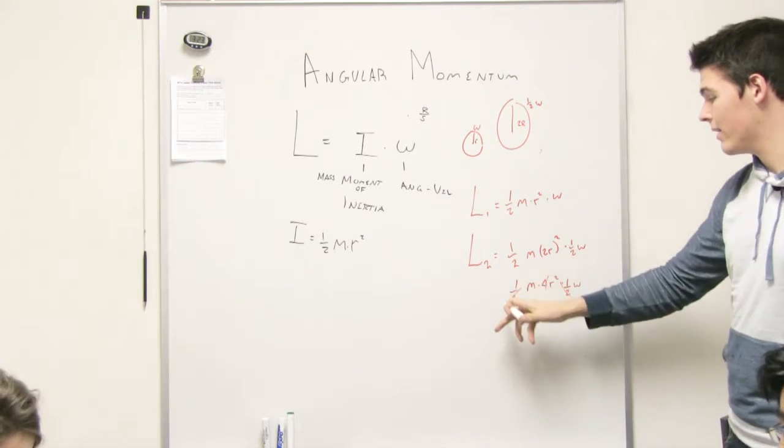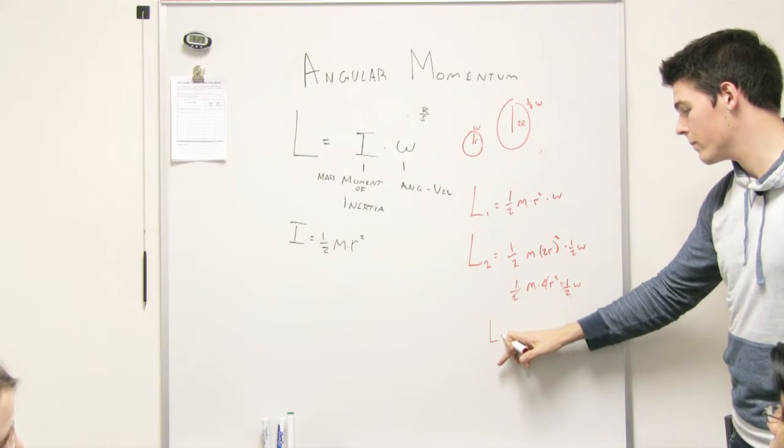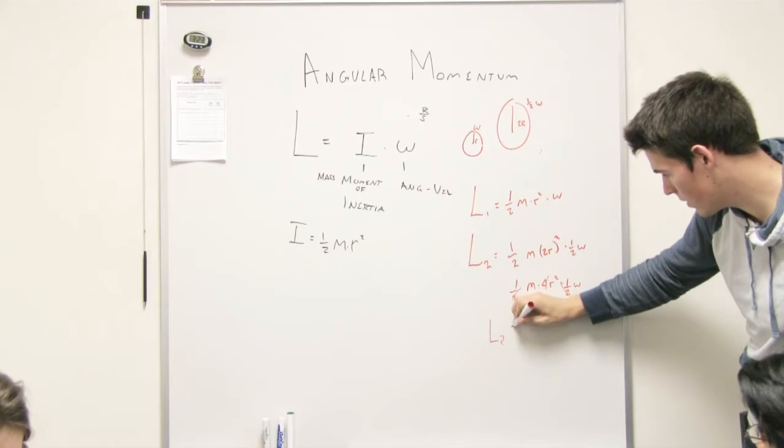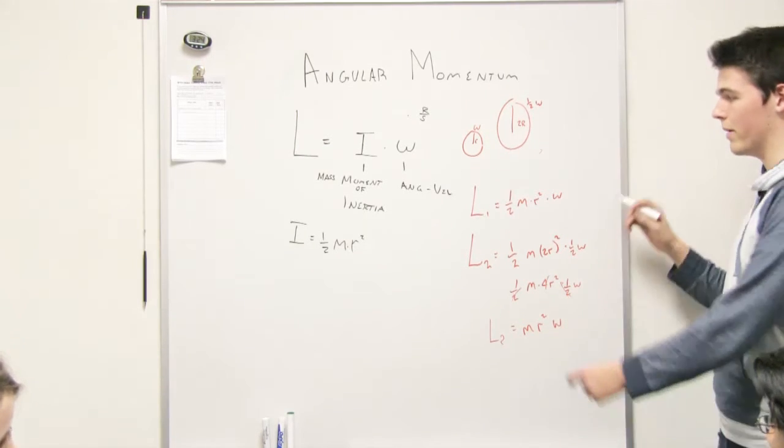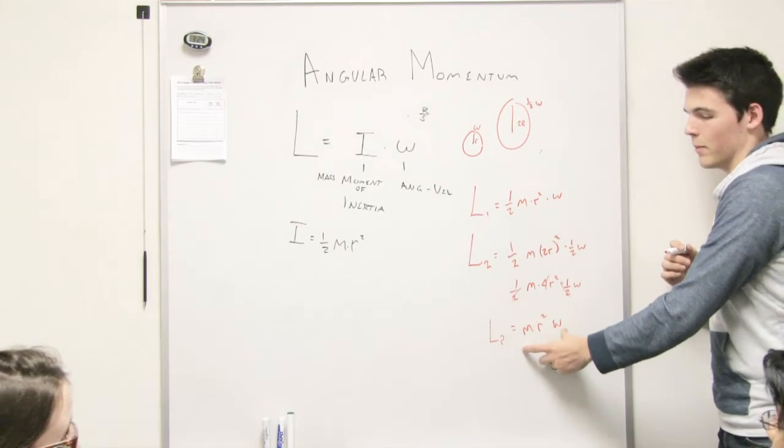And so that is the angular momentum of the second disk: mR squared omega. So which one's bigger? 1/2 mR squared omega or mR squared omega?